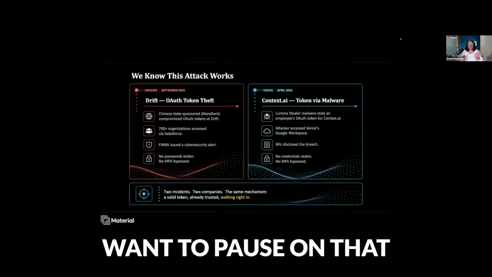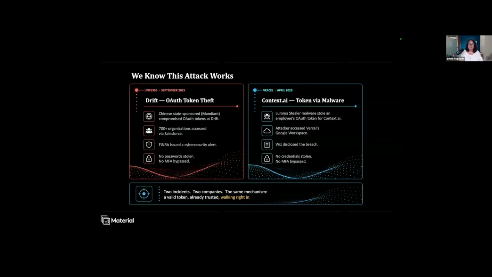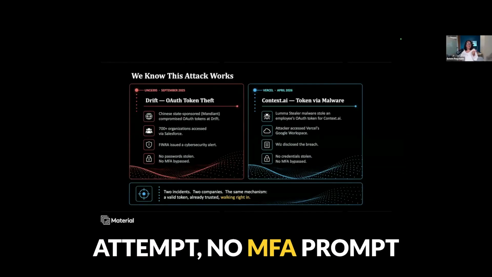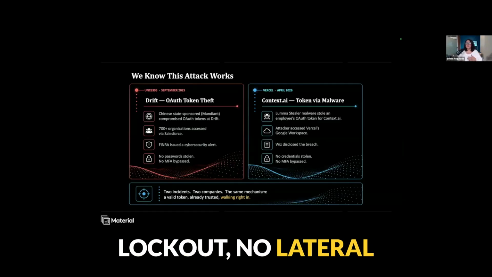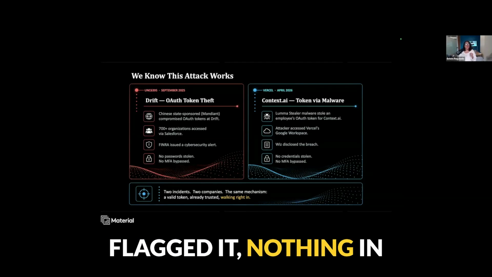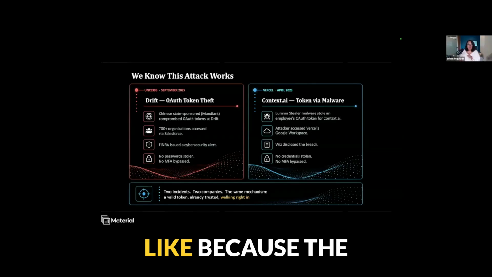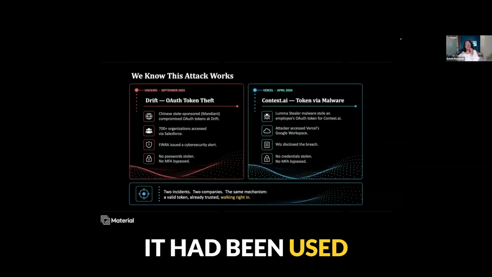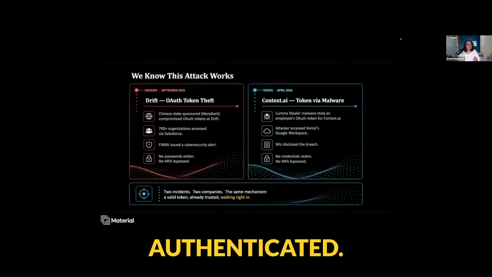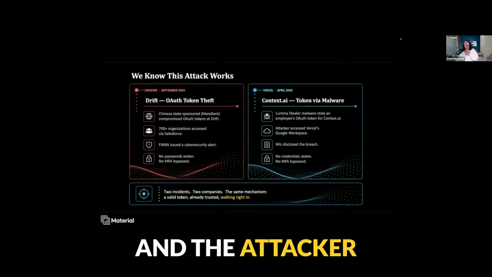And I want to pause on that for a moment, because the question I always get when I describe this attack is, why didn't anyone catch it? So let me tell you what the victim's security team actually saw. No failed login attempt, no MFA prompt triggered, no account lockout, no lateral movement alerts, no anomalous geographic logins, nothing in their email security flagged it, nothing in their SIEM fired on it. What they saw was exactly what a legitimate user looks like, because the token was legitimate. It had been authorized by the user. It was being used through the normal API surface. Every call was authenticated. Every request was authorized.